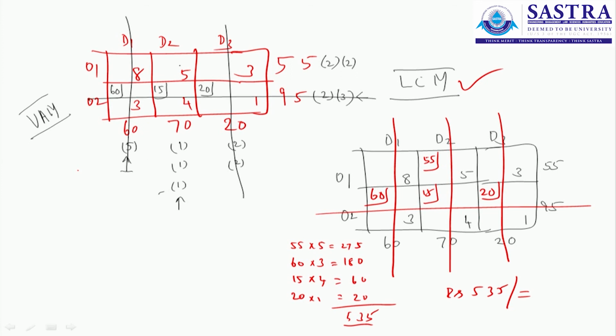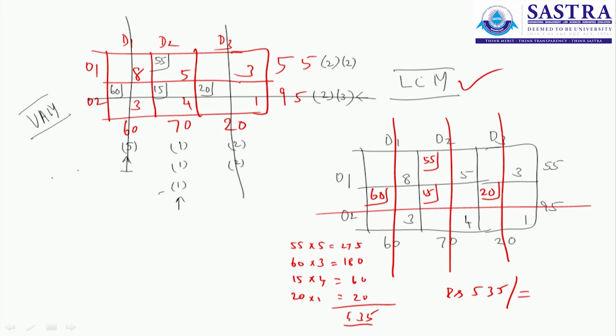Now the only available cell is this 5, where the demand is 70 minus 15, 55. So I can supply all the 55 units. Now all the demands and supplies are satisfied. 55, 55, 60 plus 15 plus 20, 95, 60, 55 plus 15 is 70, then 20.